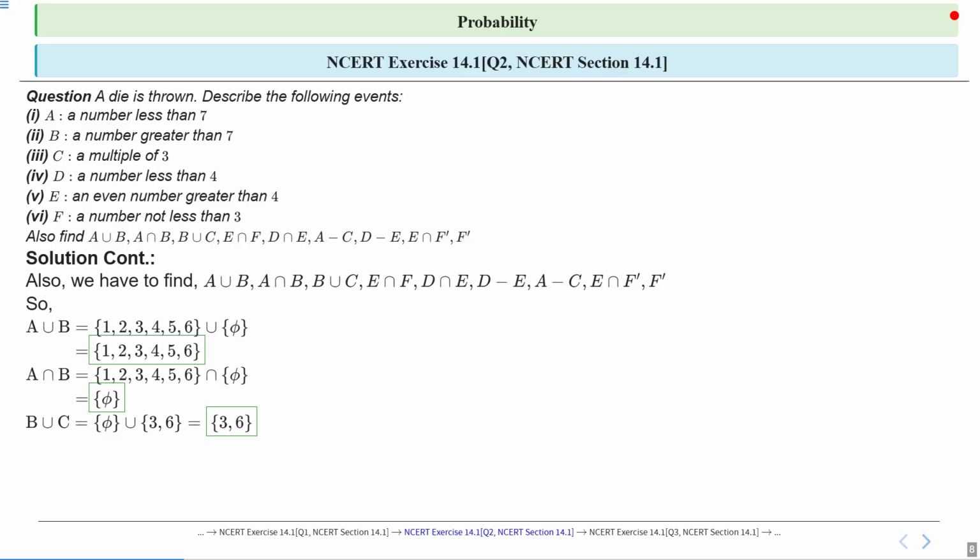Now B union C. B is the empty set and C is 3, 6. So the empty set union {3, 6} is {3, 6}. So B union C contains these two numbers, 3 and 6, from the sample space. And now E intersection F. E is the singleton set {6}, and F is the set {3, 4, 5, 6}. Here you can see 6 is in E and also in F. So E intersection F is the singleton set {6}.